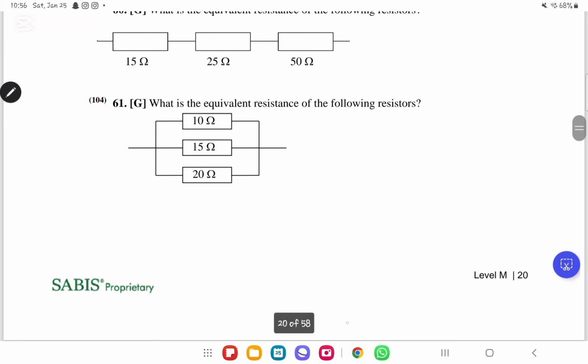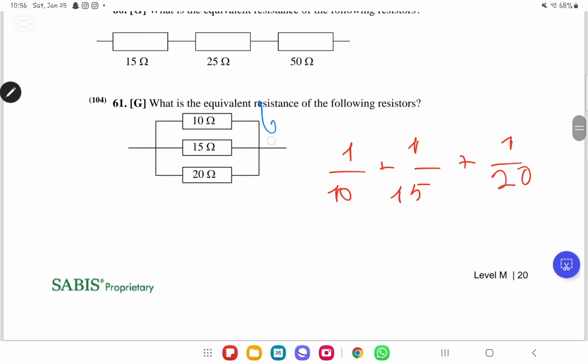What's the equivalent resistance of these resistors? Since they are all in parallel, we are going to take 1 over 10 plus 1 over 15 plus 1 over 20. Here we cannot apply the product over sum rule because they are more than 2. If they are 2 and only 2, then we can apply the product over sum. Otherwise, you need to apply this rule, which is 1 over R equivalent is equal to 1 over R1 plus 1 over R2 plus etc.